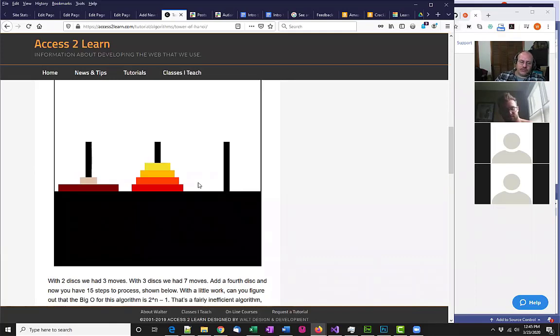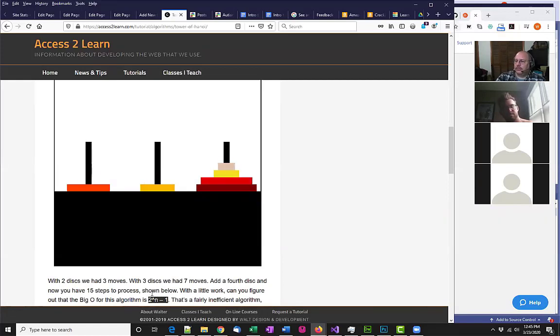If you have 2 disks, you have 3 moves. If you have 3 disks, you have 7 moves. At a 4th disk, it's 15 moves. Winds up, the big O for this is 2 to the nth power minus 1. Not fun. So if you have 1, 2 to the first power is 2, minus 1 is 1. That's your 1 move. If you have 2, 2 to the second power is 4, minus 1 is 3. Okay, that works out. 3, 2 to the third power is 8, minus 1 is 7. You can work this out.